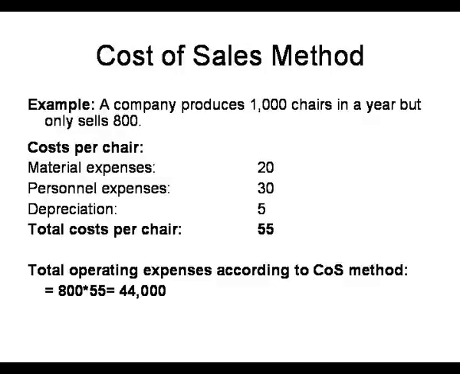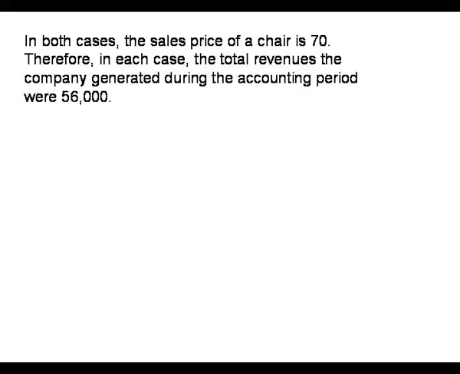And if we apply that to our example, we see that the total operating expenses, if we use the cost of sales method, are not 55,000, but rather only 800 times 55, which is 44,000 euro in that case. Now in both cases, the sales price of the chair is 70. So we know since we sold 800 chairs in both scenarios, the total revenues that the company generated during that business year were 56,000.